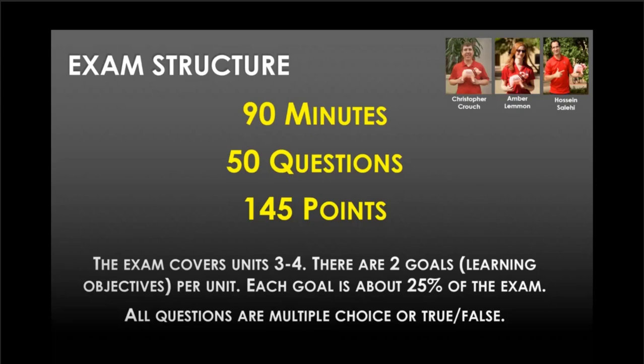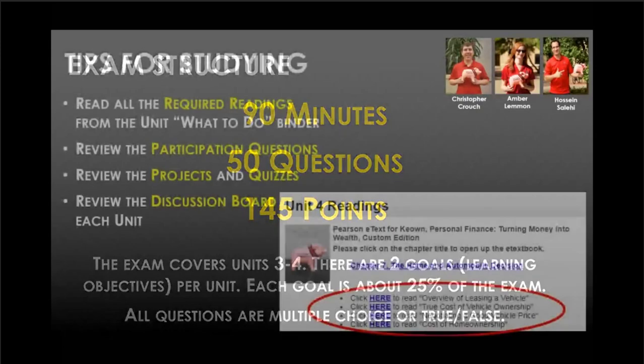So in this exam, we will cover units 3 and 4, and each unit has 2 goals. So basically, we have 4 goals, 25% of the exam for each of them, and the questions are multiple choice or true or false questions, just like the first exam, okay?